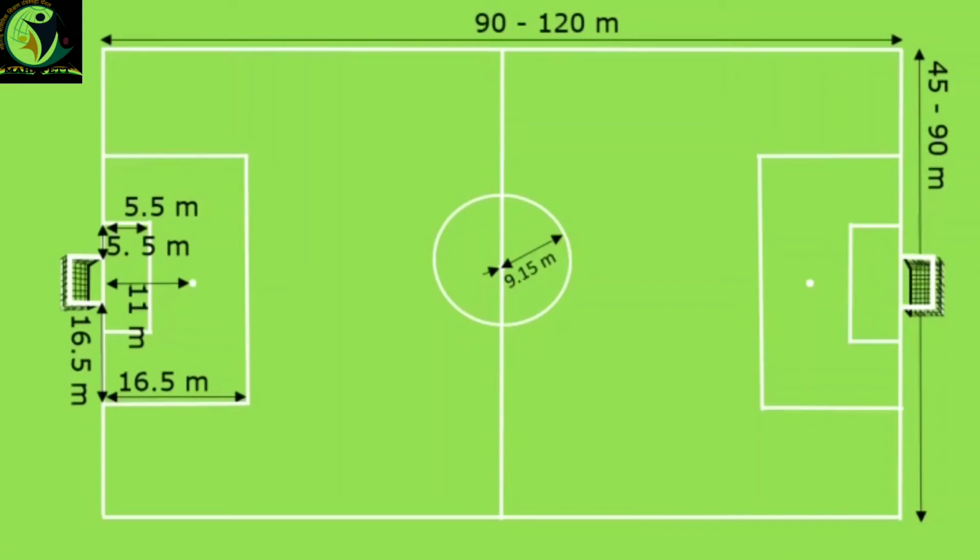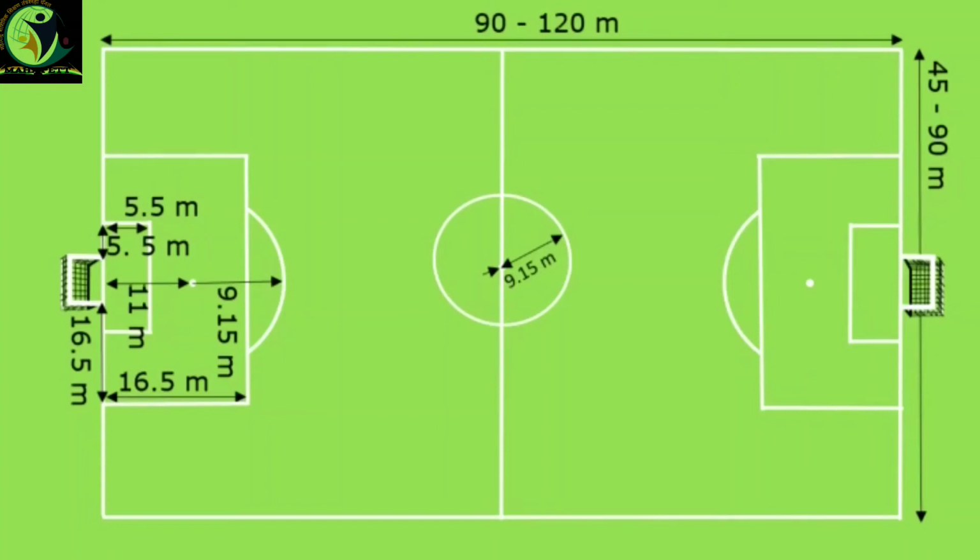The next thing is the penalty arc. The penalty arc is drawn from the penalty spot towards the center of the penalty area. As you will see in this video, the penalty arc is drawn at 9.15 meters from the penalty spot.